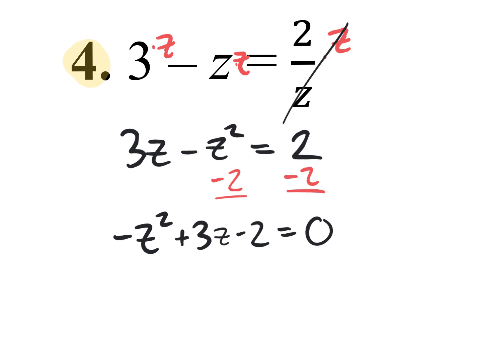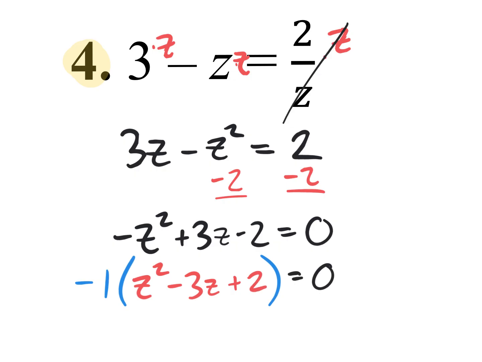We're going to factor out a negative 1. Okay, we're going to factor out a negative 1. That way on the inside, you have positive z squared, a minus 3z, and a positive 2. And it's still equal to 0. Are you guys following me?